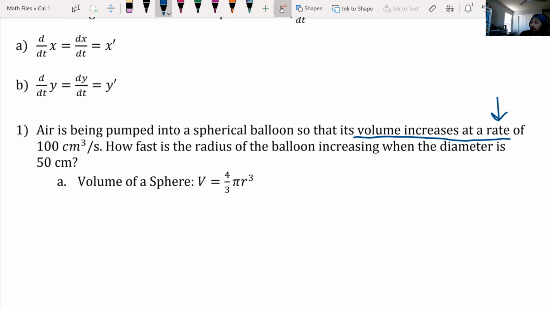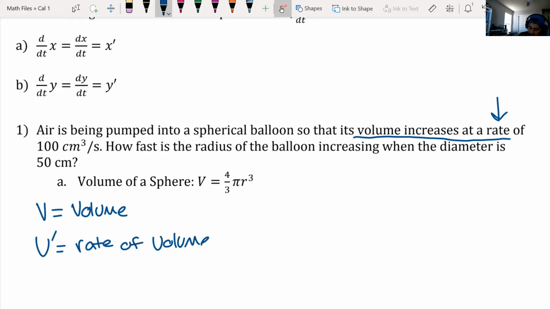All right. So, because remember, V is volume. This means that V prime would be the rate that volume increases, right? So I guess I could write that down. V would just be plain old volume, and V prime would be the rate that your volume increases. I'm just going to say rate of volume. And this problem says, hey, our volume is increasing at a rate of 100 centimeters cubed per second. So they're giving us this value. Okay. And then it says, how fast is the radius of the balloon increasing when the diameter is 50 centimeters?